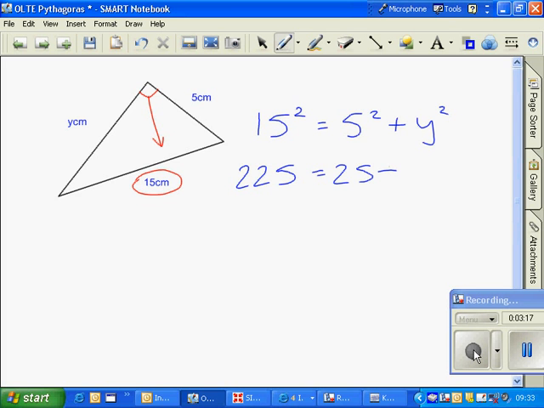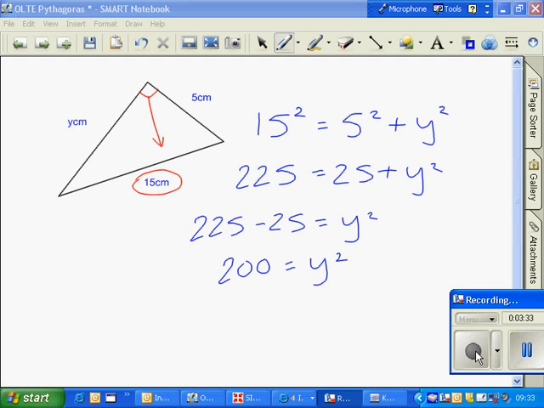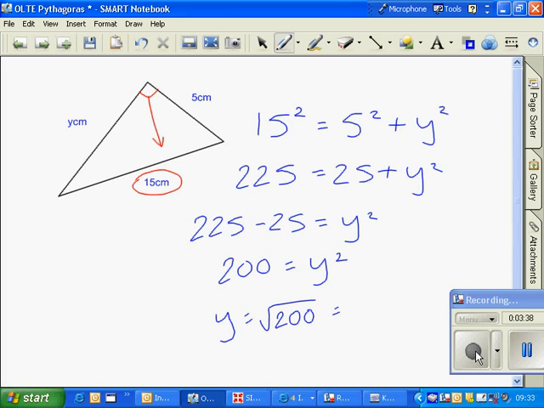Solve that equation, we subtract 25 from each side. So 225, take away 25 is equal to y squared. So 200 is equal to y squared. And again, our y is going to be the square root of 200, which is 14.1 centimetres, to three significant figures. And again, checking back to the triangle, we've been given the longest side as 15, therefore our length y must be smaller than that. So 14.1 centimetres is less than 15, therefore your answer seems to be correct.